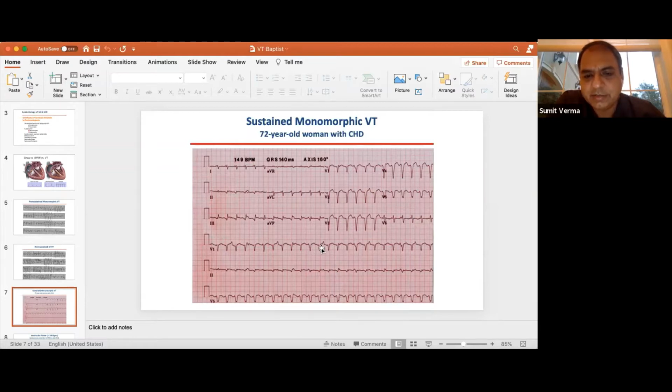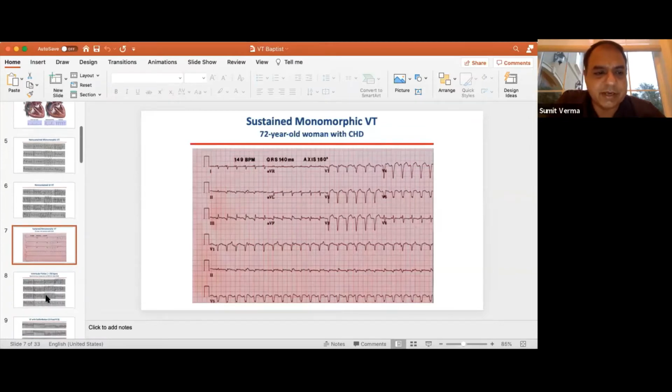And this is not a regular response. So the VA response is not one-to-one because this one's missing a P wave. So this is some kind of Wenckebach phenomenon, or it could be completely dissociated. So this is another sign that the atrial activity is not driving the ventricle. This is a patient with monomorphic ventricular tachycardia.